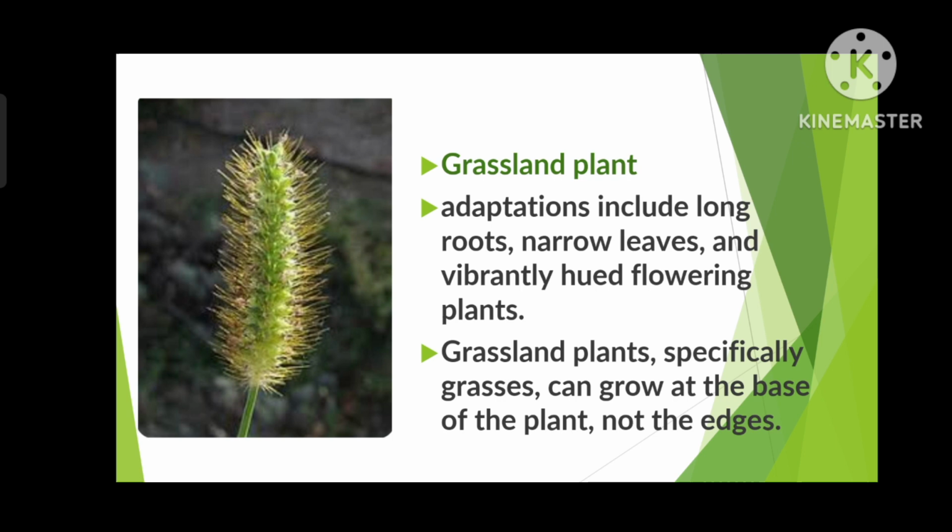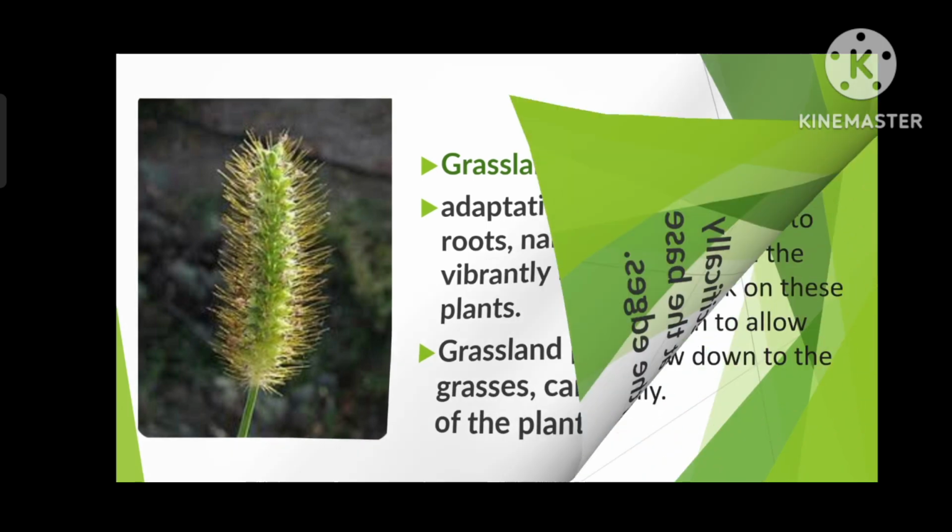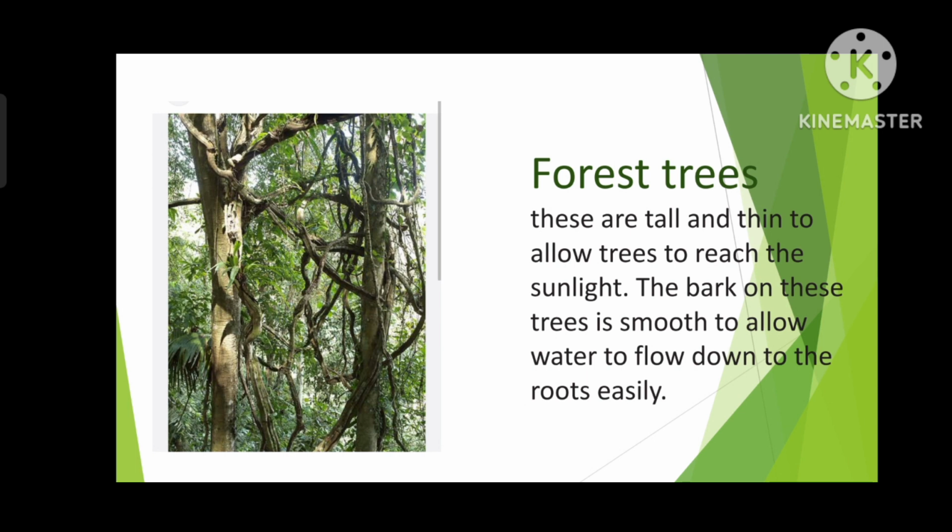Grassland plants. Adaptations include long roots, narrow leaves, and vibrantly hued flowering plants. Grassland plants, especially grasses, grow from the base of the plant, not the edges. What are the adaptations found in forest trees? Forest trees are tall and thin to allow them to reach the sunlight. The bark on these trees is smooth to allow water to flow down to the roots easily.